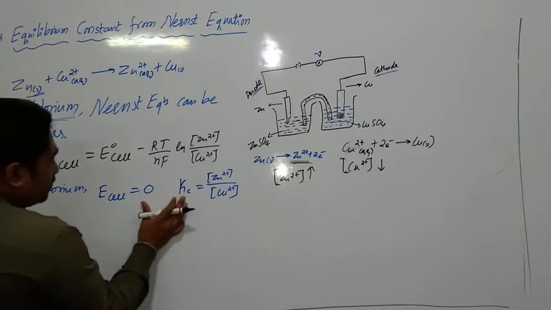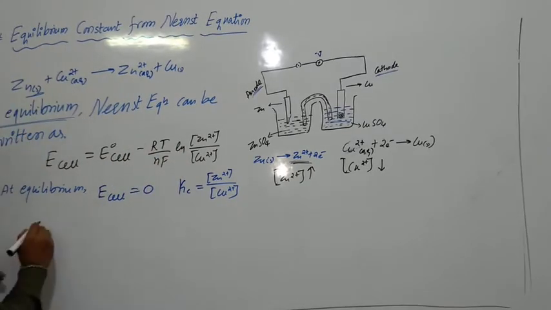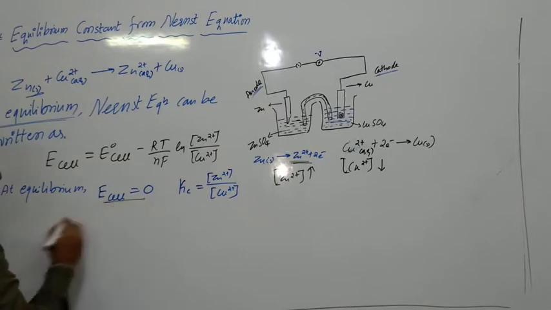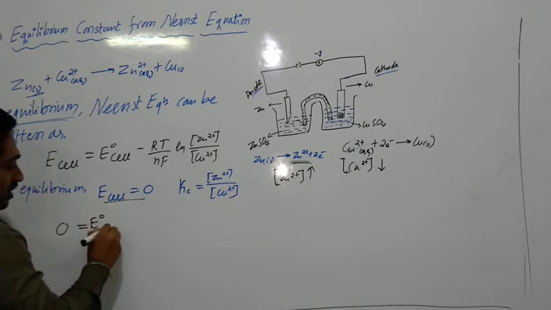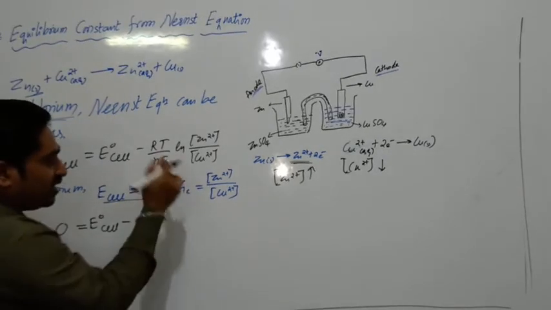So let us put the values of E cell and Kc in this equation. Let's see what happens. E cell is equal to 0. So 0 is equal to E naught cell minus, I'll convert ln into log. What happens?